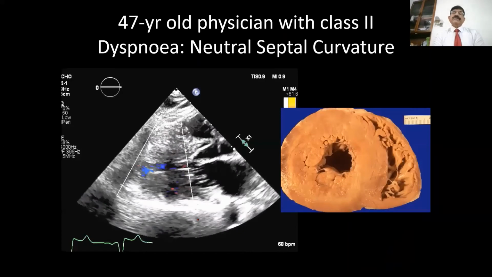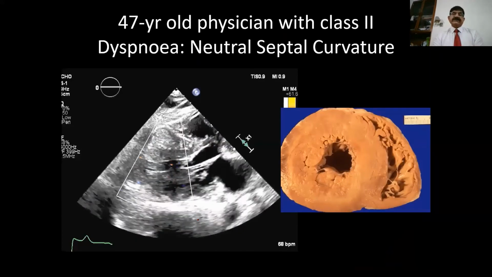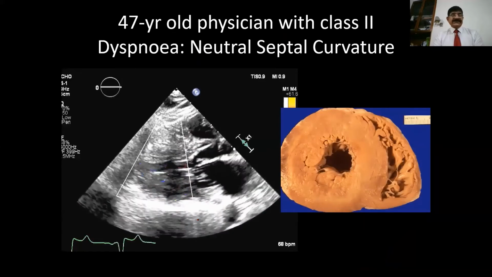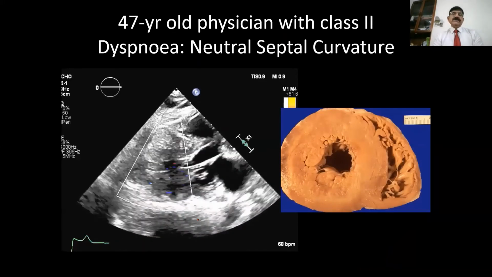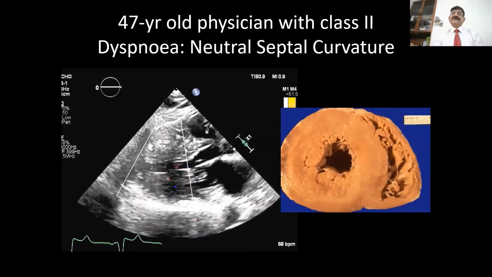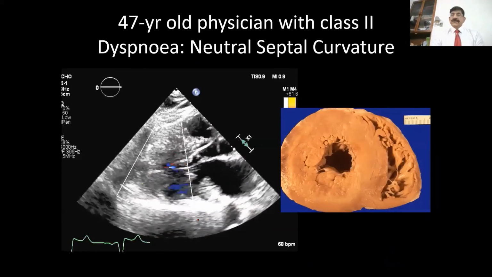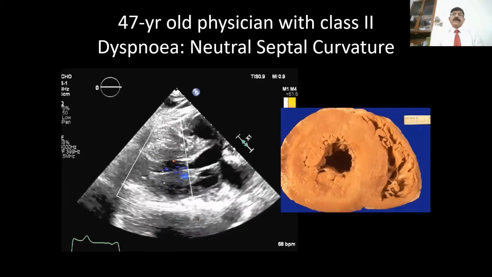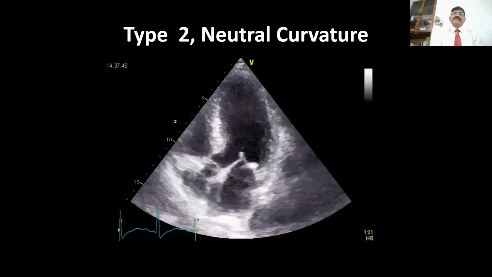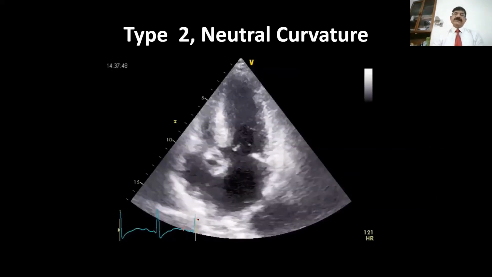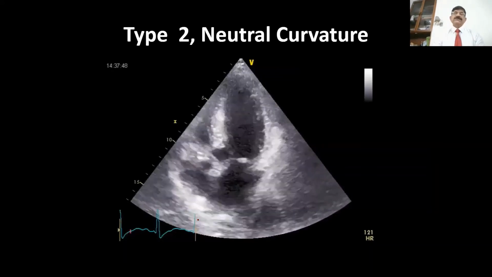This is an example of a neutral septal curvature. The septum is flat, it's not convex. Neutral septal curvature, although the phenotype may be typical, genotype positivity is present only in a small number of cases, close to about 20%. Another example of a type 2 neutral curvature, guys. Here the septum again is flat.